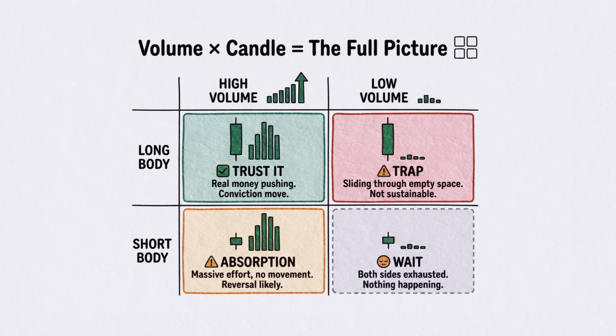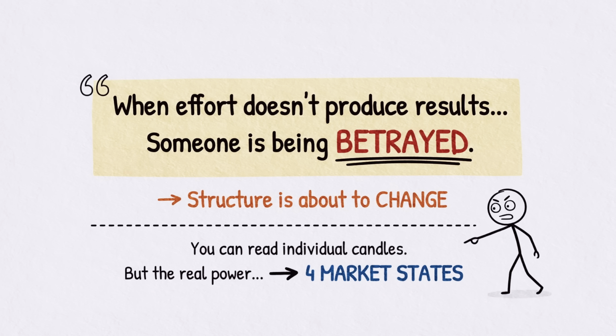Now, you don't need to act on any of this yet. Think of these volume readings as clues, individual clues. On their own, they don't tell you what to do. But when you combine them with the concepts coming next, market states, BOS, CHoCH, that's when the clues start forming a complete picture. Remember this: when effort doesn't produce results, someone is being betrayed. And that's exactly when the structure of the market is about to change.